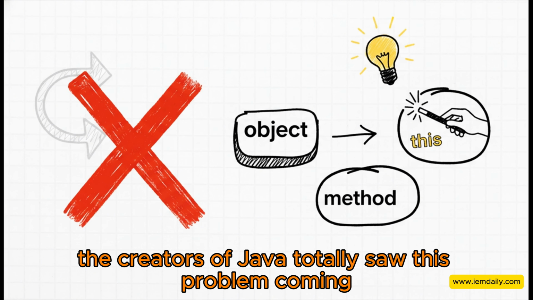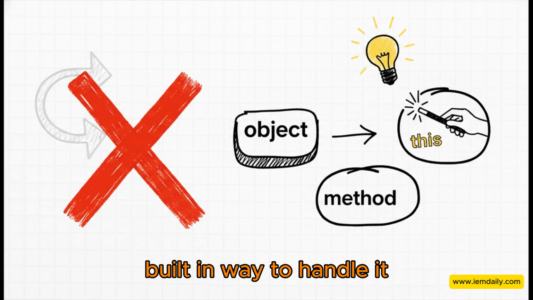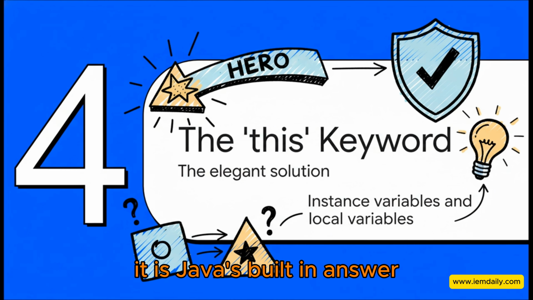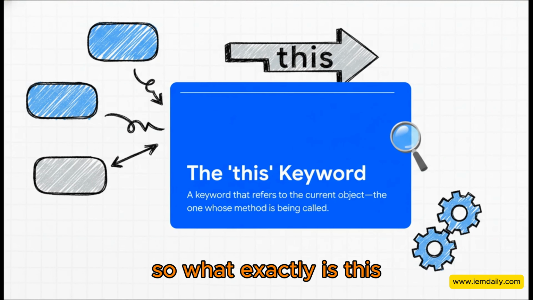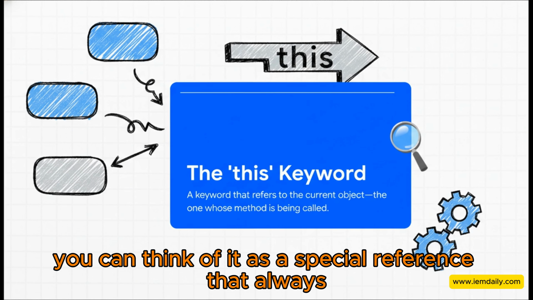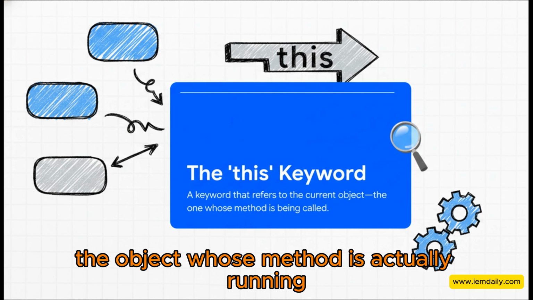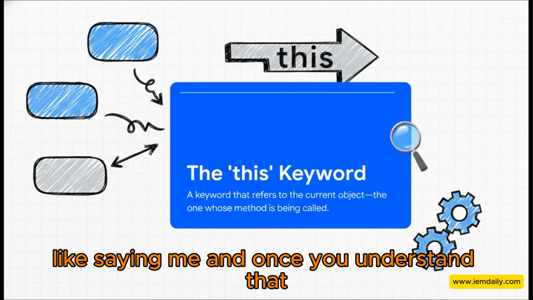Luckily, the creators of Java totally saw this problem coming, and they gave us a much more elegant, built-in way to handle it. And that beautiful solution is the this keyword. It is Java's built-in answer for this exact kind of naming confusion, and it is a fundamental tool for every single Java developer. So what exactly is this? You can think of it as a special reference that always points to the current object, the object whose method is actually running. It's basically the object's way of referring to itself, like saying "me."